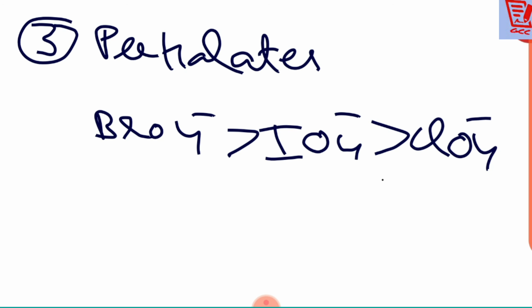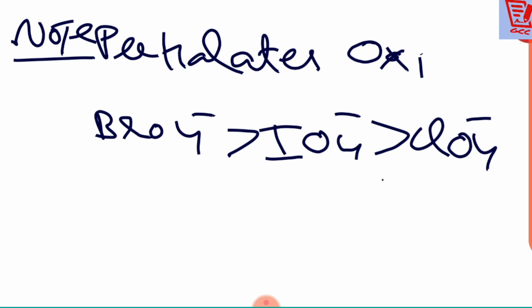But you must write this one in the note, because in this case they are talking about their oxidizing power. What are they talking about? Their oxidizing power. Oxidizing power means oxidizing strength, means oxidizing agent strength. It means they are saying that BrO4 negative has maximum oxidizing power and ClO4 negative has minimum oxidizing power. Now what is the reason behind it?